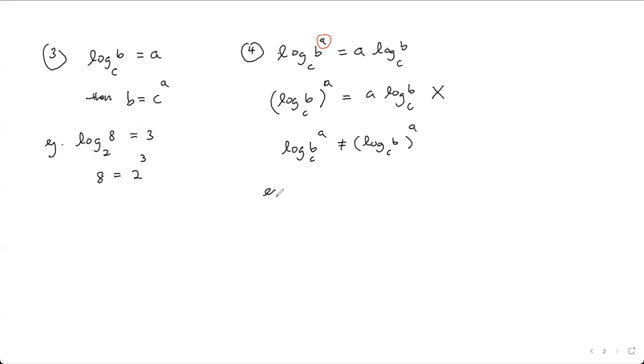As usual, an example: log base 10 of 5 to the power of 2 is equal to 2 times log 5 base 10. Or I could have log base 10 of 36. 36 is actually 6 to the power of 2, so I can also write it as 2 times log 6 base 10. So that's the fourth rule. Now, the fifth rule.